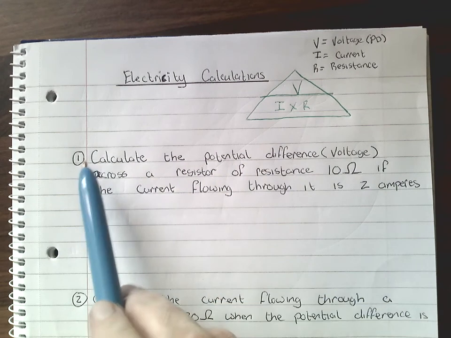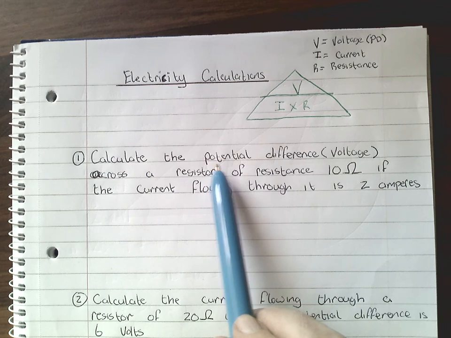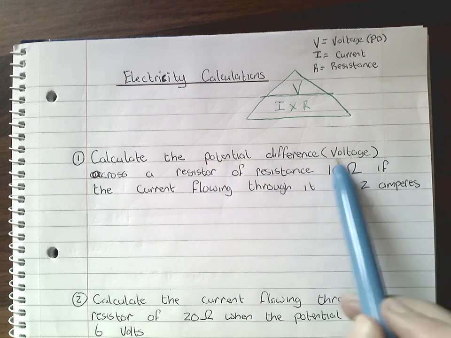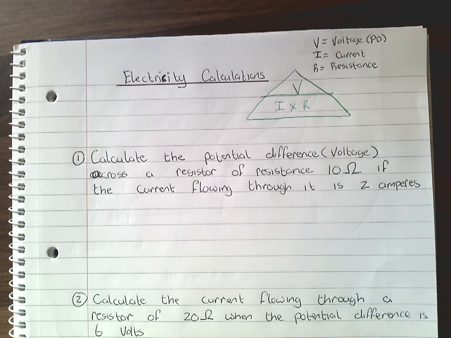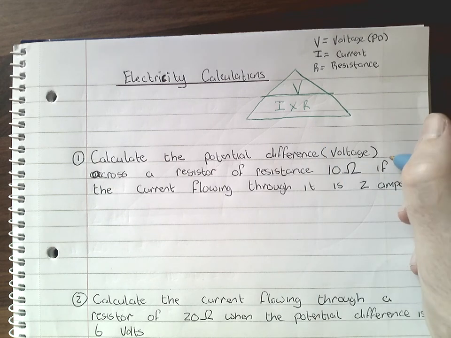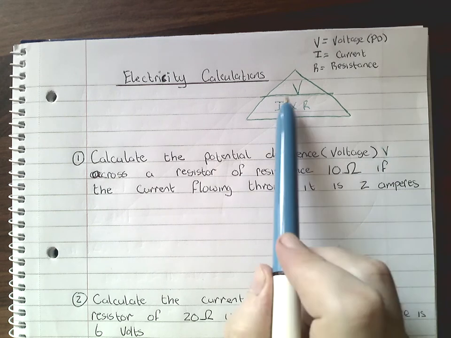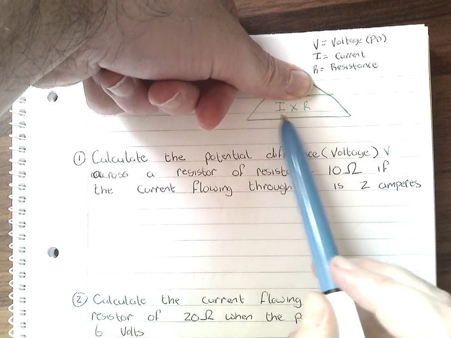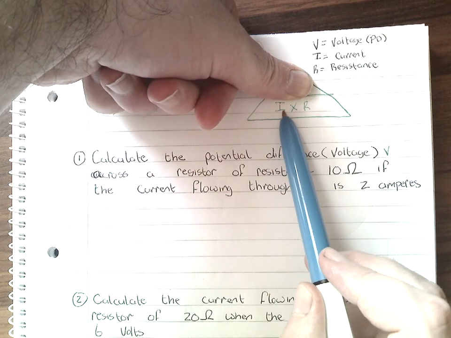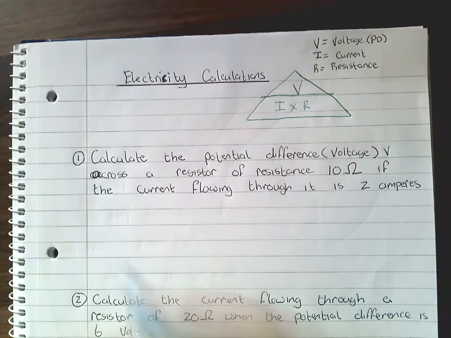In question 1, calculate the potential difference or voltage. Sometimes voltage will be called potential difference. So we know that that is V. We've been asked to calculate the potential difference, or the voltage. So we look at our triangle, we cover up V, and we can see that voltage is equal to I, which represents current, multiplied by R, which represents resistance. So we can write in this formula.